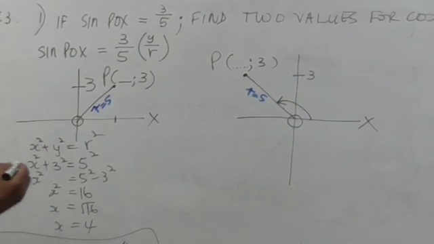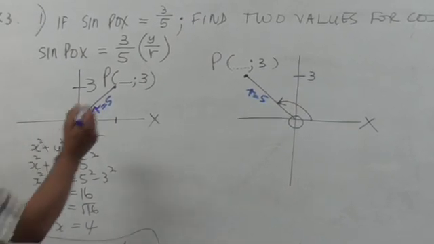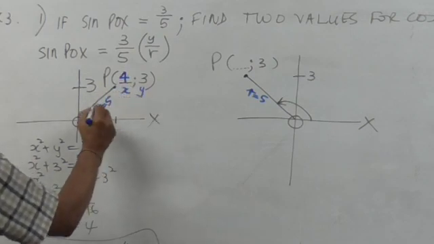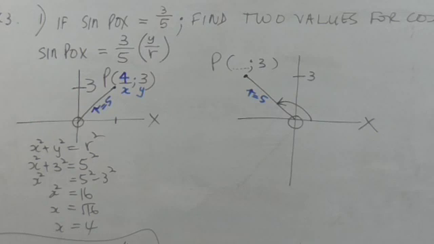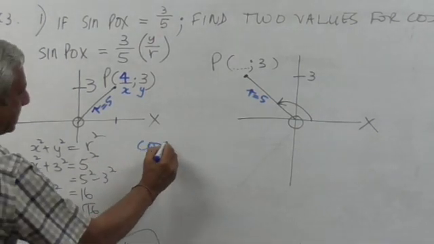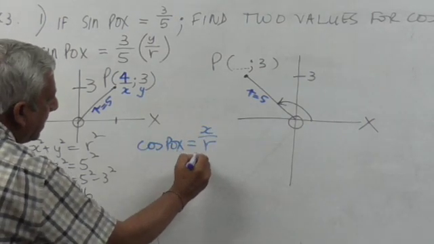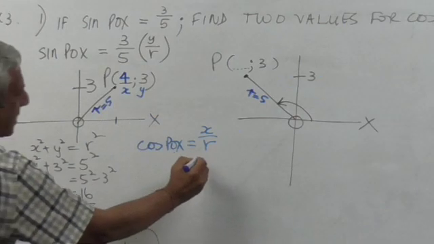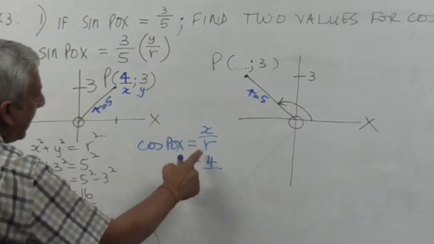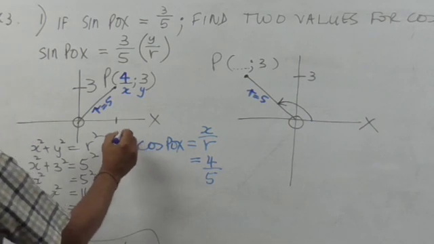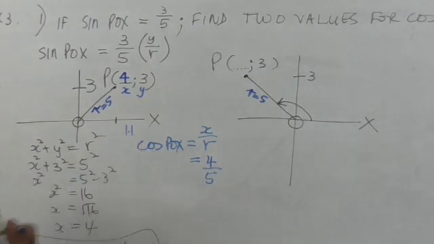Now we know what x is. We have found the answer, x is 4. So you got your x, you got your y, you got your r. They said find a value for cos. So cos P of x is equal to x over r. We just found x is 4 and r is 5. So that was the answer, the first answer. We'll call it 1.1.